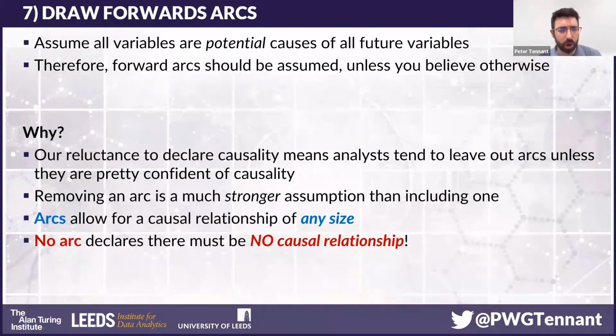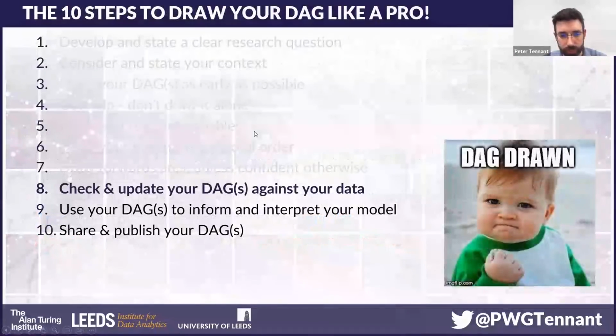Essentially it's a much stronger assumption to actually remove an arc. Traditionally, we've been reluctant to include arcs within path diagrams in particular, but also within DAGs, because we've been led to believe you shouldn't really infer causality unless you're confident. But when you're drawing a DAG, you're not inferring causality. You're just proposing the data generating mechanism. And more importantly, when you include an arc, it allows for a causal relationship of any size, even 0. Whereas when you remove an arc, you make a very strong assumption that there must be absolutely no causal relationship between these two variables. So it's kind of safer just to leave an arc in, unless you have a good reason to believe otherwise.